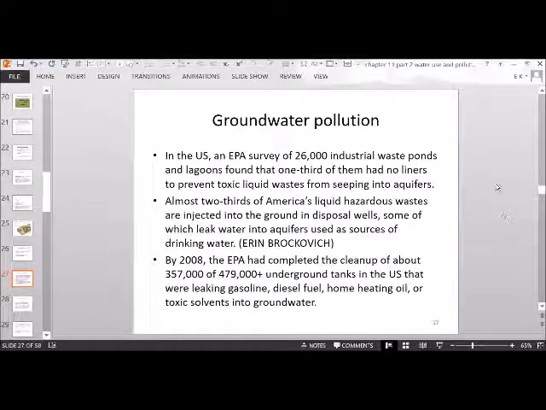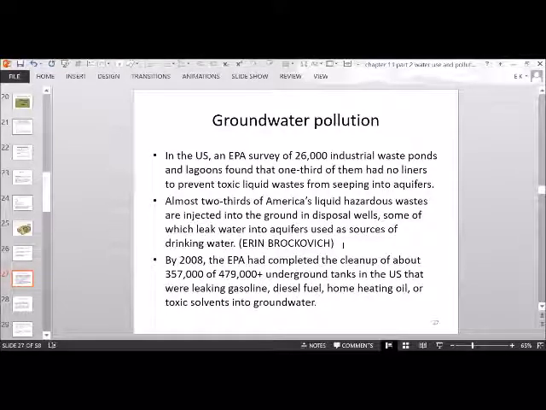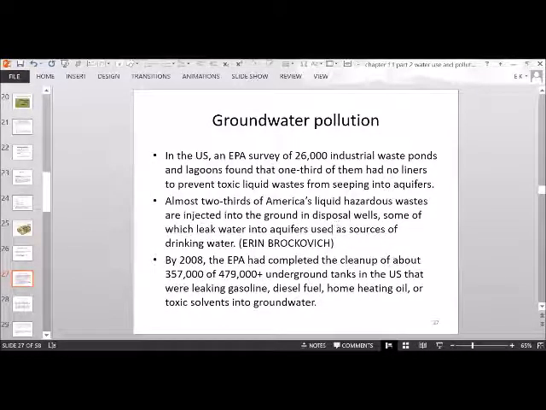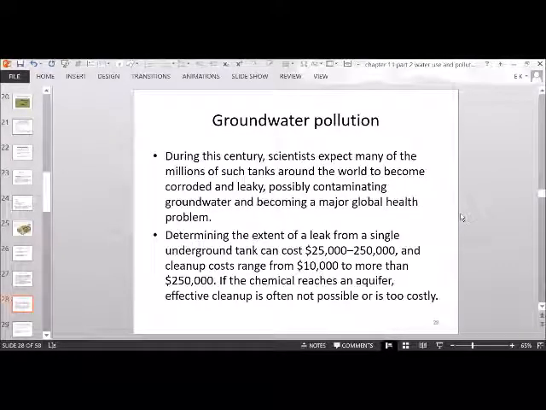And I put this note here, Erin Brockovich, because it was a movie about toxic chemicals getting into groundwater, drinking water. So you could watch that movie if you have some time. During this century, scientists expect many of the millions of such tanks around the world to become corroded and leaky, possibly contaminating groundwater and becoming a major global health problem.